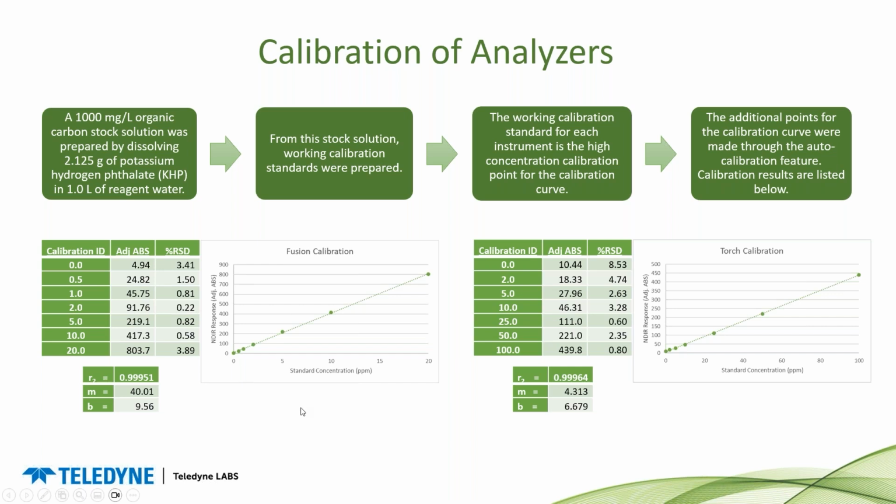And just to look at the calibrations that were achieved, on the Fusion, I went from 0 to 20 ppm. You can see the linearity is almost perfect. I've got a 0.99951 R² value. And then on the Torch, like I said before, I went from 0 to 100 ppm. Again, really, really good linearity at 0.99964.